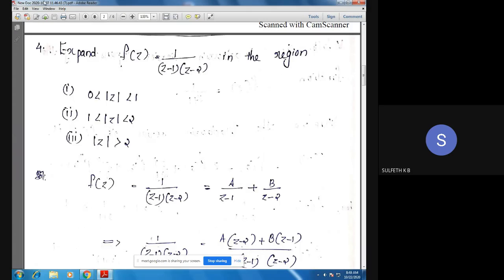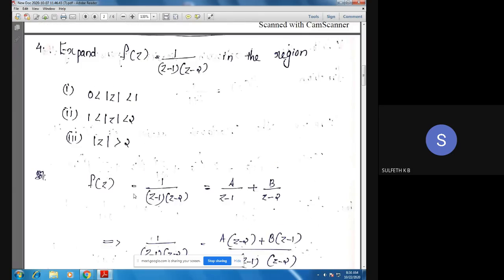question. Expand f of z is equal to 1 by (z minus 1) into (z minus 2) in the region. First one, 0 less than modulus of z less than 1, and second, 1 less than modulus of z less than 2, and third one is modulus of z greater than 2.